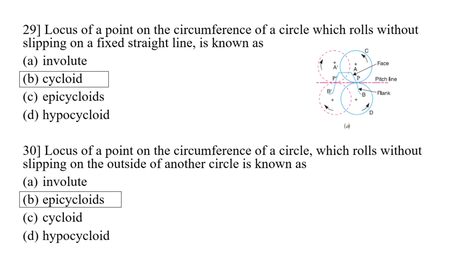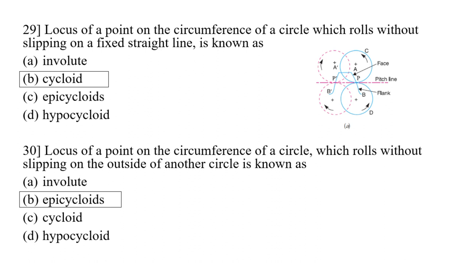Locus of a point on a circumference of a circle. Here, in this diagram, you can observe that we have considered one circle that has been rolled on a straight line so that one curve is formed, and that curve is called a cycloid. So option B will be correct.